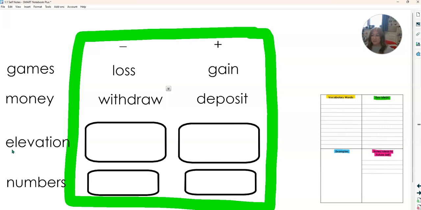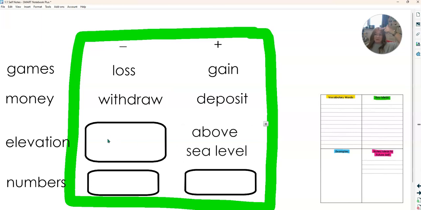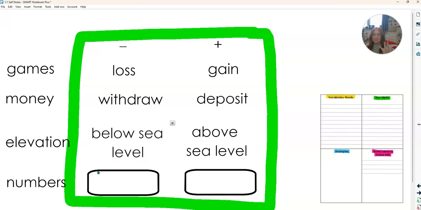Another type of positive and negative example is elevation. So elevation is you have your ocean. You can go down into the ocean. You can go climb up a mountain, right? You're not just always at one level. We can go up and down according to where the ocean is. So if you are going up, you are going above sea level. And if you're going down, you are going below sea level. Okay, so up and down, below and above.